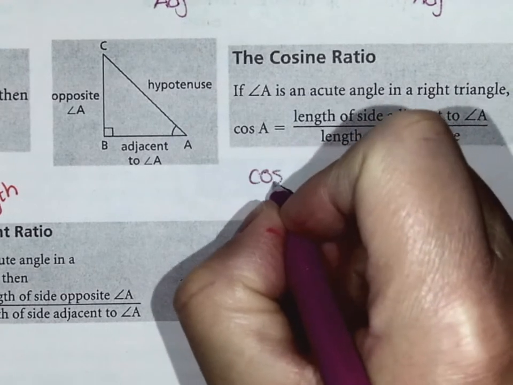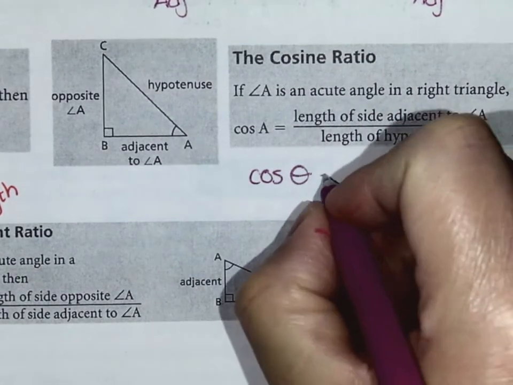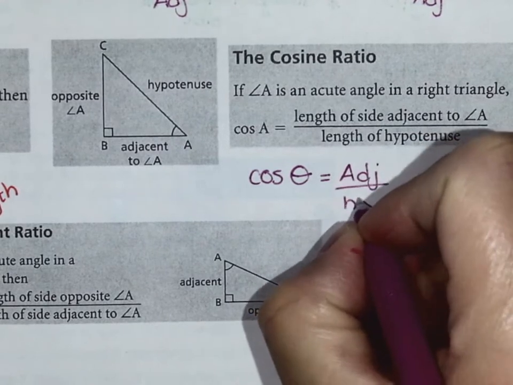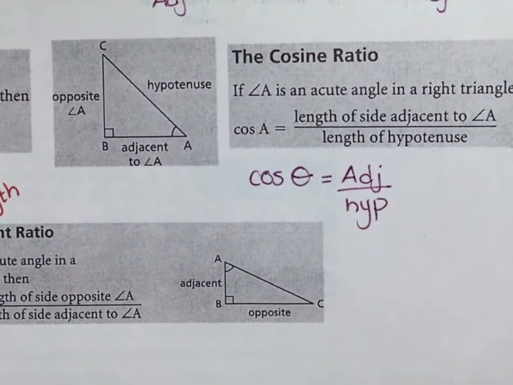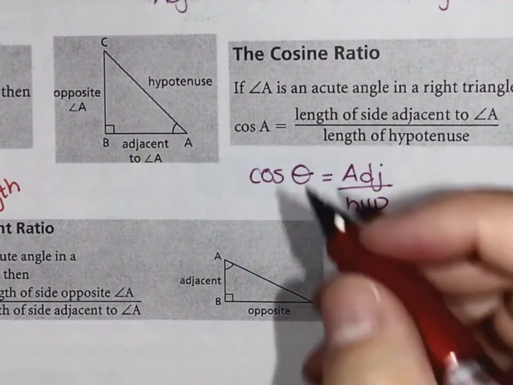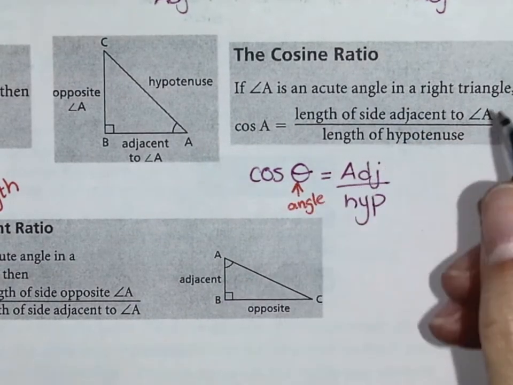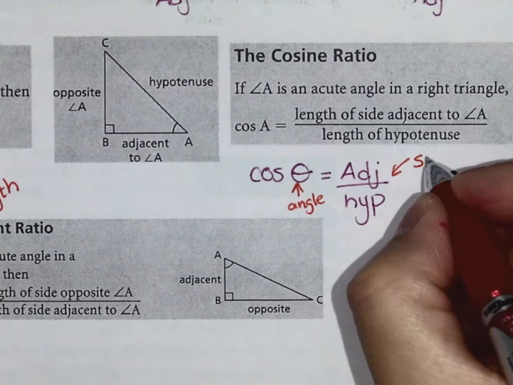Okay, cosine. So cos of the angle is equal to the adjacent side divided by the hypotenuse. So again, this is an angle, and that's a side length.